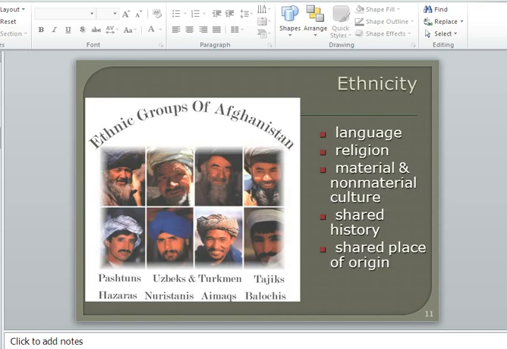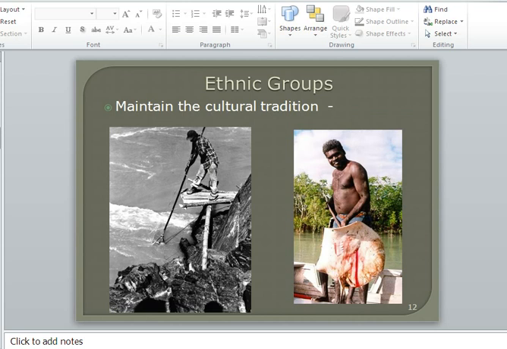So ethnicity then begins to compare or categorize people by their language, their religion, their material and non-material culture, their shared history, and their place of origin. So when we're looking at ethnic groups of Afghanistan, these are all Afghani people, but the ethnicity, or their ancestry, begins to bring in subtle differentiations. The idea of ethnic groups in the book talks about how by grouping people ethnically or by ancestral heritage, people are able to maintain their cultural traditions, which could be their technologies, their way of life, their religion, and their language.